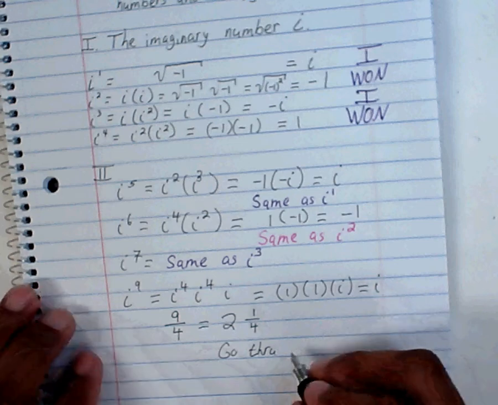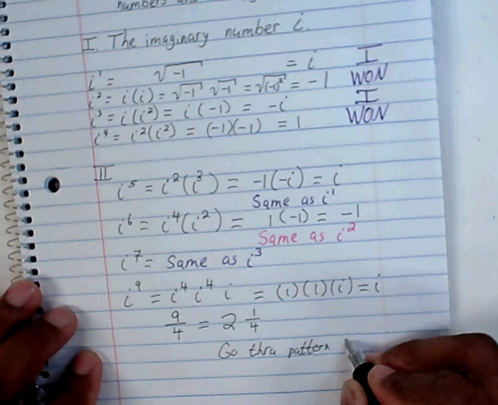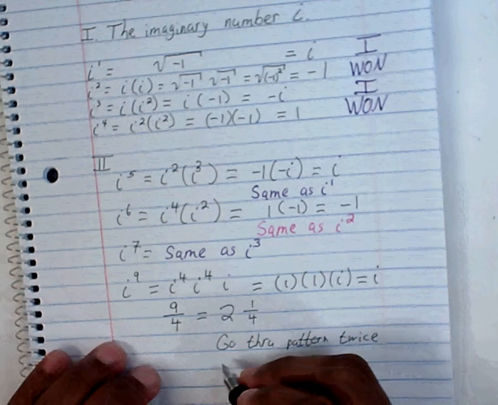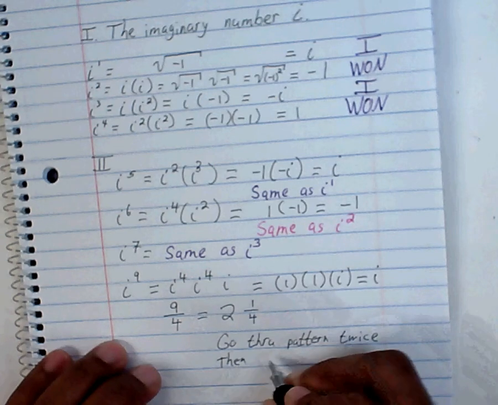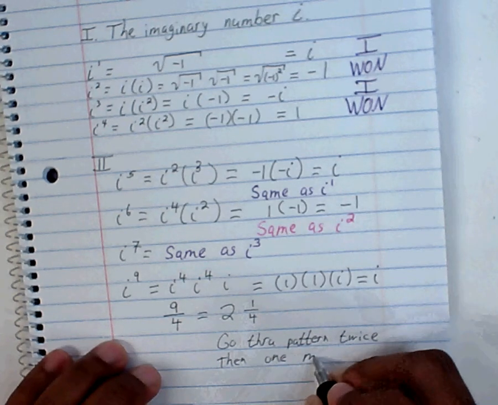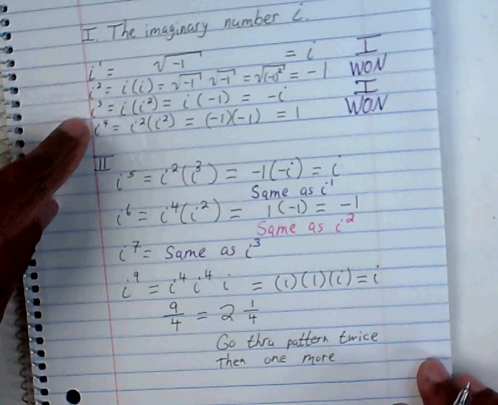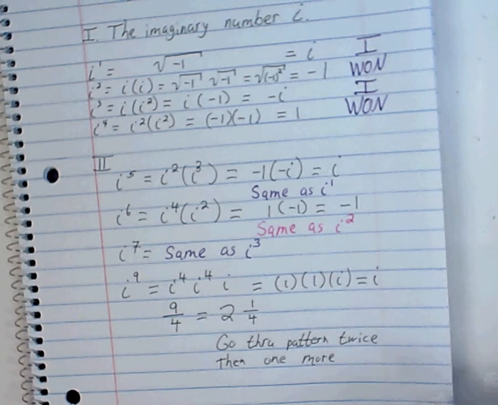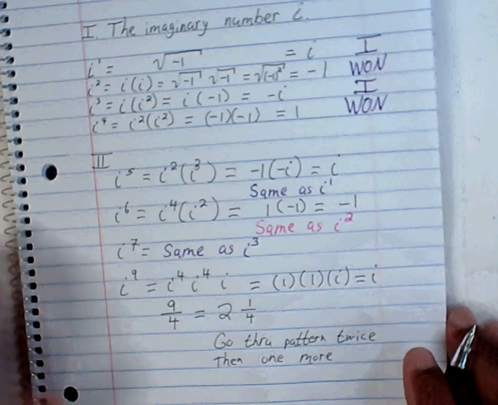the whole number there. And we go through the pattern twice completely, okay? And then 1 more. So once we go through the pattern twice, once, twice, and 1 more, we are back to i to the first, and so you can see that it ended up being i to the first.